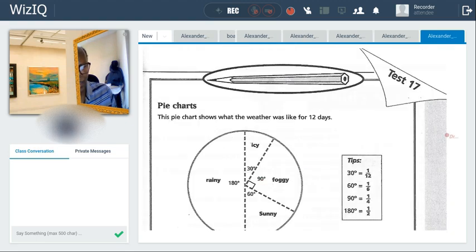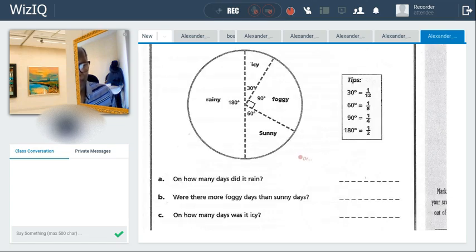Okay, so let's look at this one here. This pie chart shows what the weather was like for 12 days. So they have given you tips. Okay, so I say rainy, foggy, sunny. So most of the days it was rainy. On how many days did it rain?